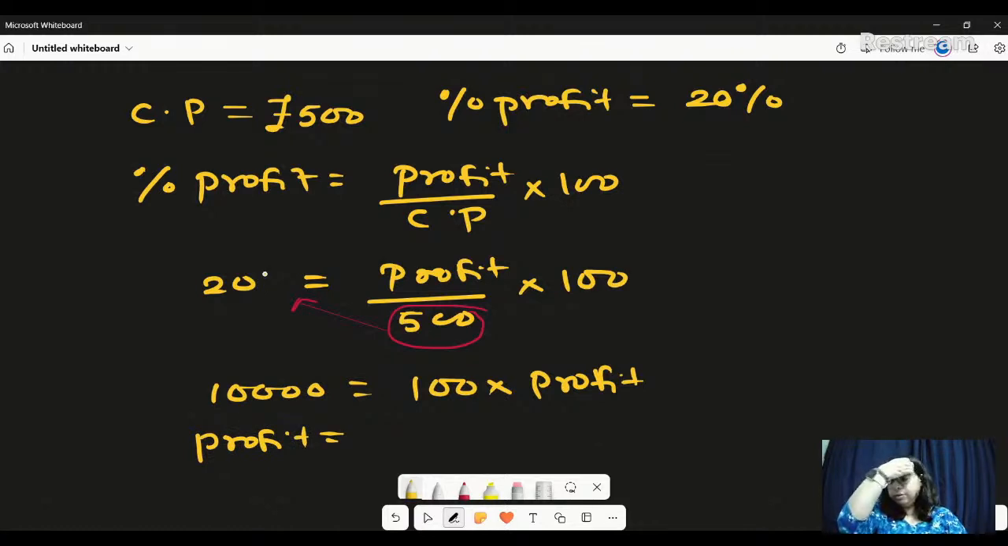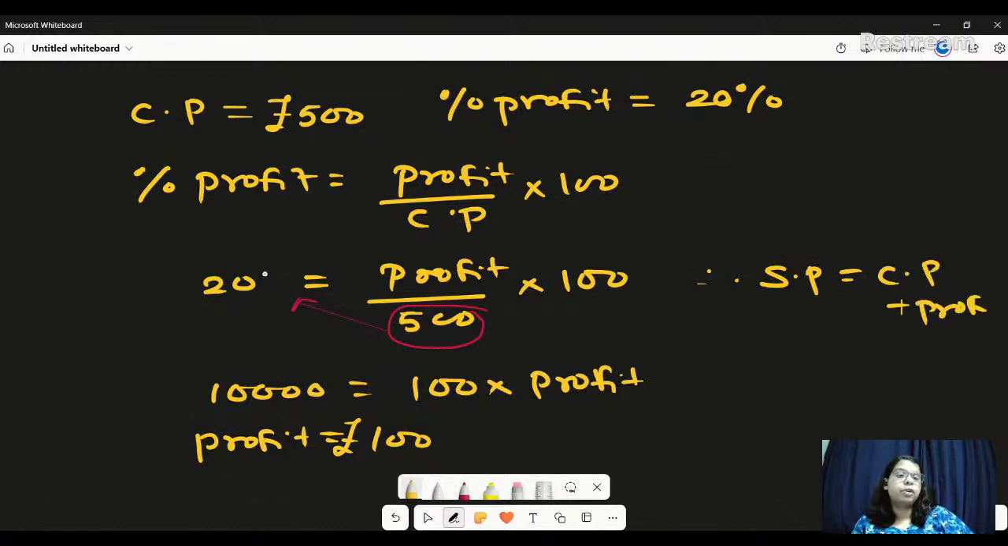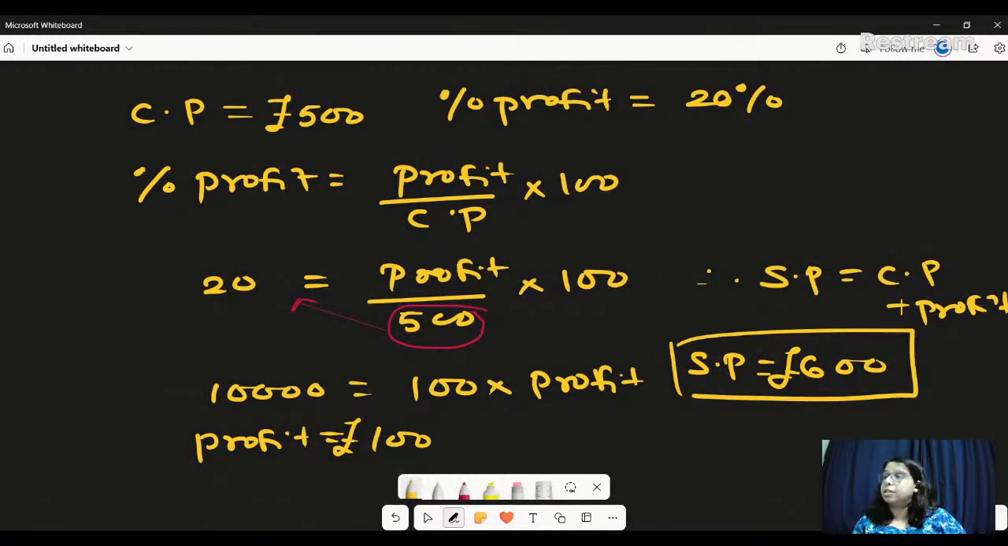So profit is equal to 100 pounds. Therefore, selling price is equal to cost price plus profit. So here the selling price is going to be 600 pounds. Okay, so this is your final answer.